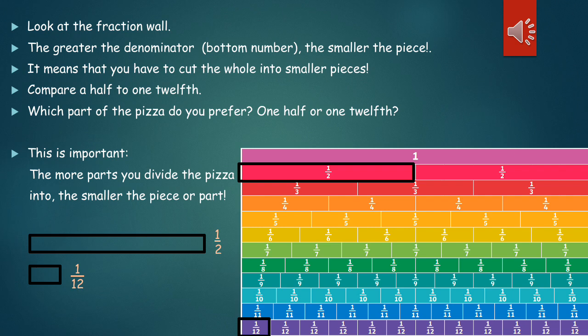Compare half to 1/12. Which part of the pizza do you prefer? 1/2 or 1/12? For sure, 1/2. This is important. The more parts you divide the pizza into, the smaller the piece or the part. So 1/12 will be much smaller than 1 over 2. That means 1/2 is bigger.